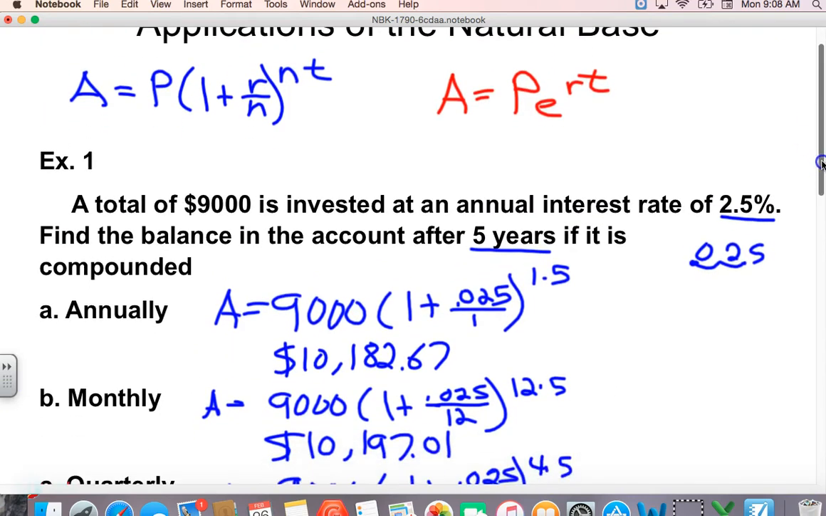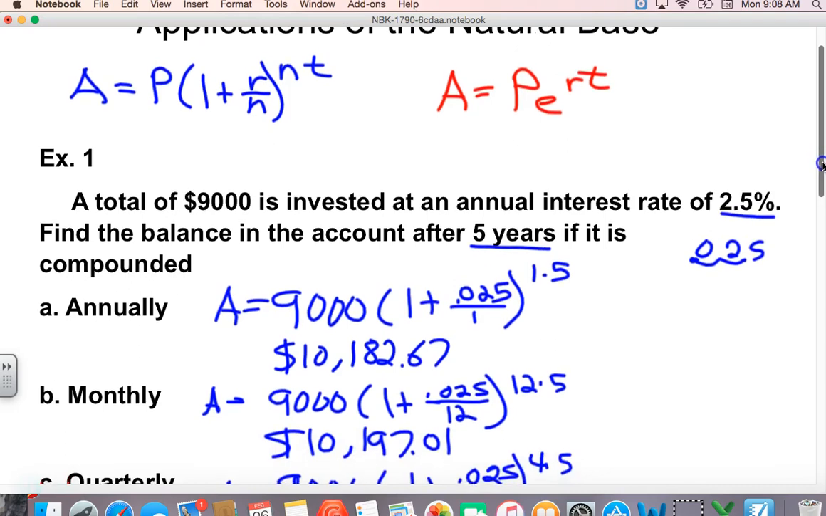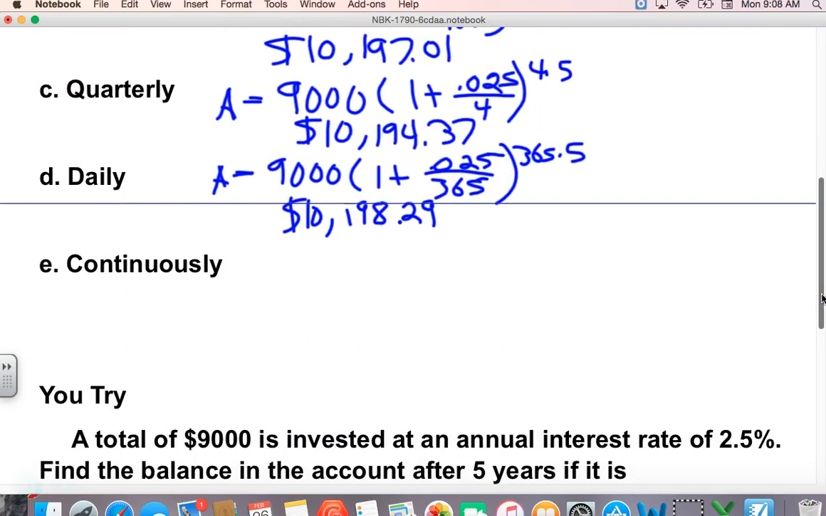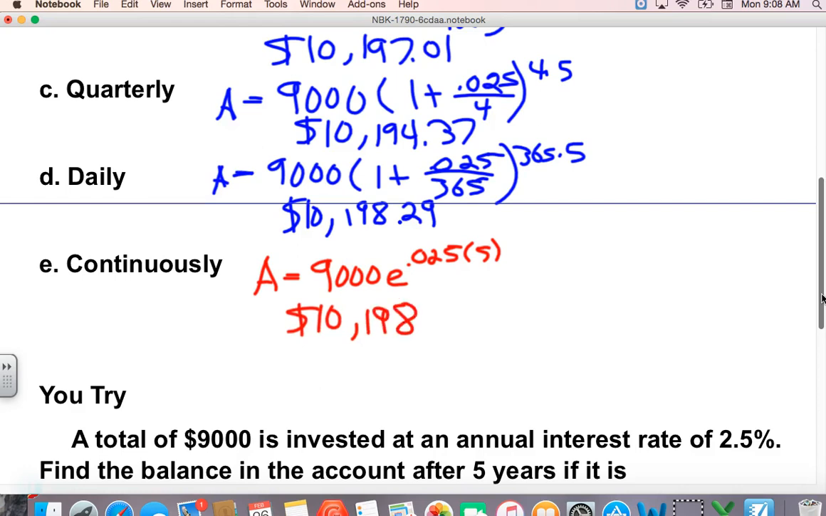So we're going to use the same principle, the same rate, and the same time, but we're going to plug it in with the E. So A equals P, which is 9,000, times E raised to the R, still make it a decimal, times the time. So a little bit different whenever you're calculating continuously. So 9,000 times E raised to 0.025 times 5. And whenever you do that, you get $10,198.34 whenever you round it.